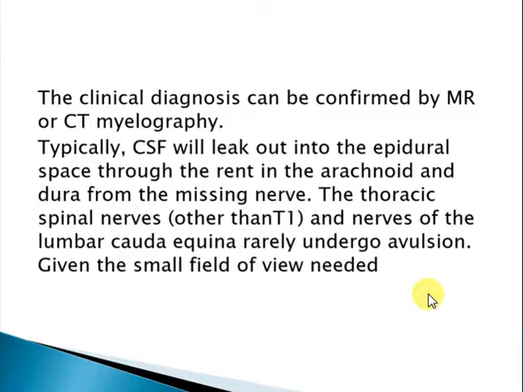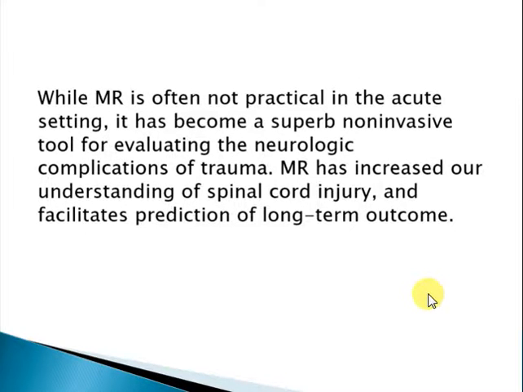What will happen when the nerve root is avulsed? The CSF will leak into the epidural space through this, let's say, opening in the arachnoid and dura from the missing nerve. The thoracic spinal nerves, except T1, and the nerves of the lumbar cauda equina rarely undergo avulsion. The most common is the brachial plexus. MRI is not practical in the acute setting, but it is a superb non-invasive tool for evaluating the neurological complications of trauma after the patient is stabilized.